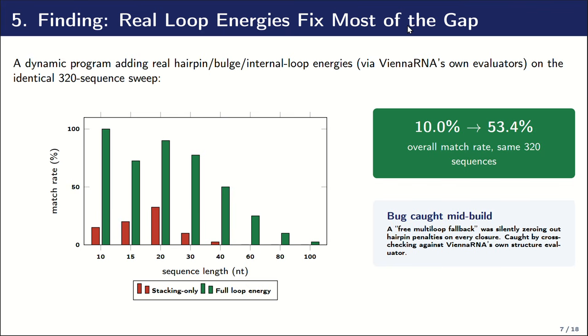Caveat, because I want to be honest about the process, not just the result. While building this, I found a real bug in my own code. A free multi-loop fallback was silently zeroing out the hairpin penalty on every single closure, which meant my early version was systematically too optimistic. I caught it by cross-checking my computed energy against ViennaRNA's own structure evaluator, saw they disagreed, and traced it down rather than assuming my number was right.